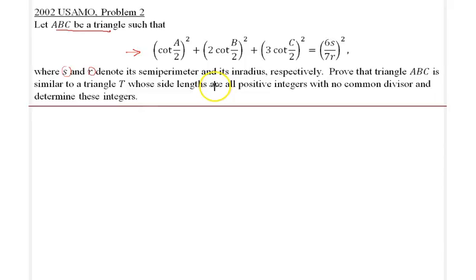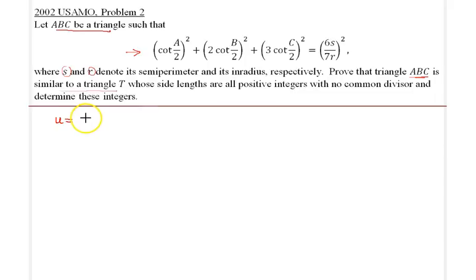respectively. Then we would like to prove that triangle ABC is in fact similar to another triangle T whose side lengths happen to be positive integers with no common divisors, and we would like to find these integers, these side lengths. Okay, so to begin with, I would like to simplify the notation.